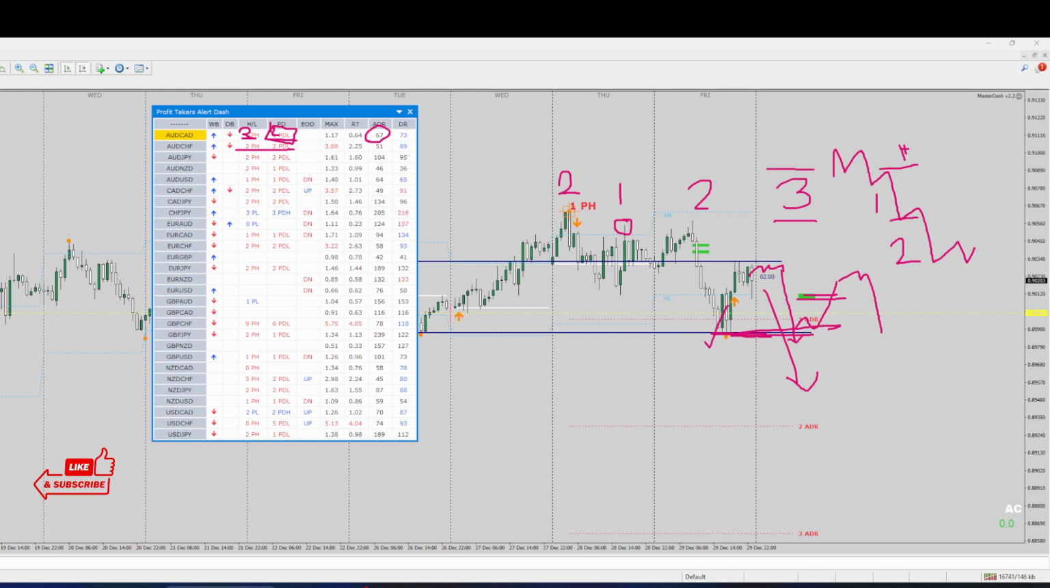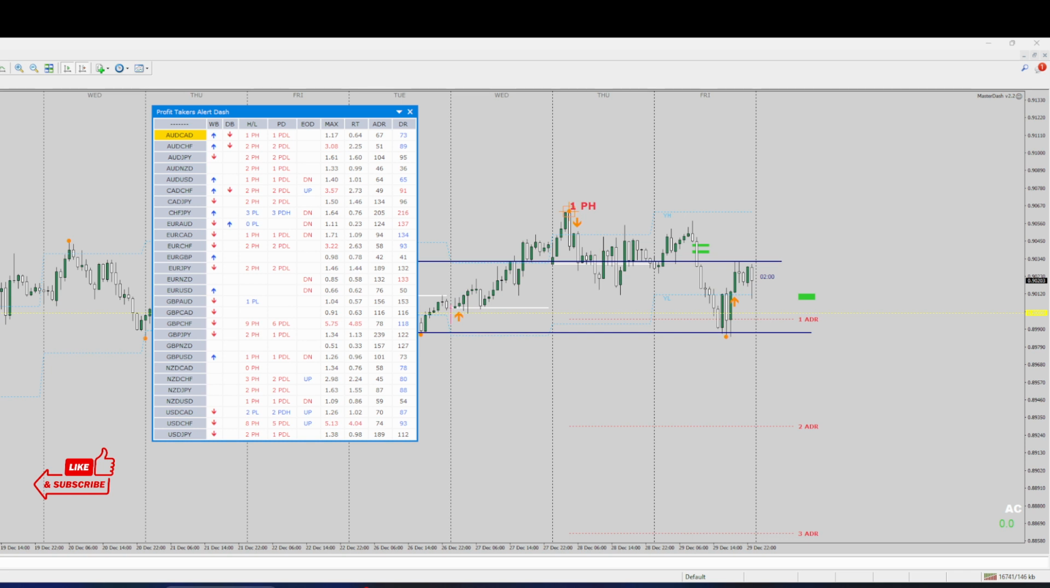Let me clear this up, and I'm going to do this one more time for the people in the back, just to make sure we get this down. Like I said, this particular pair already played out for a day 2 trend trade. Now we're waiting for day 3 to appear, and we've already had one break.